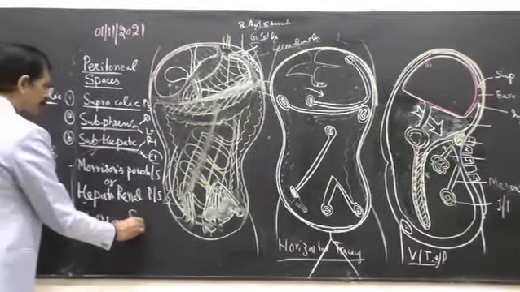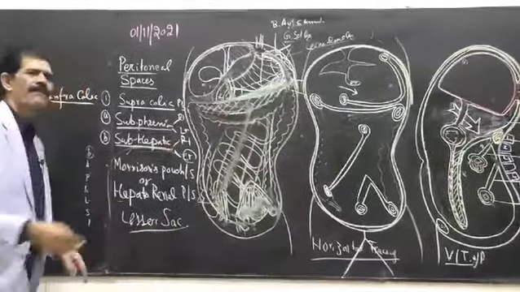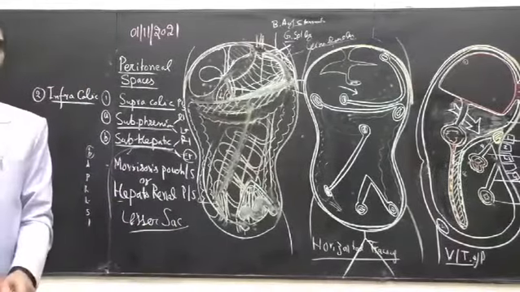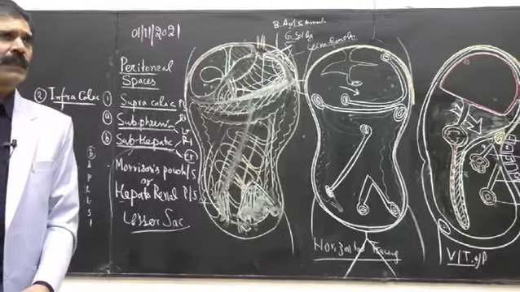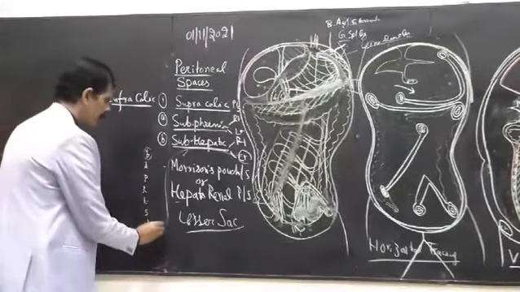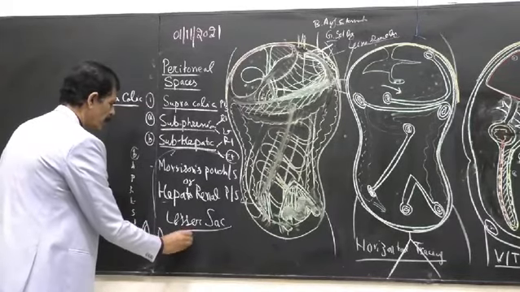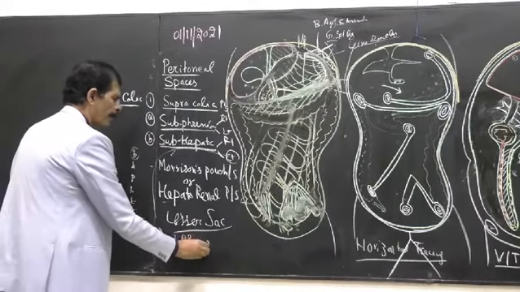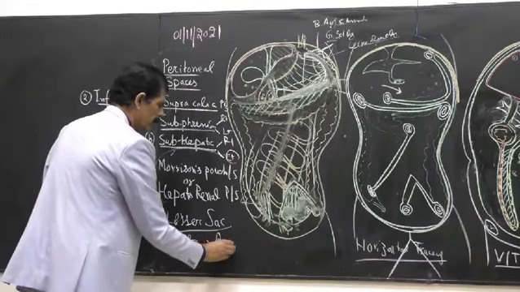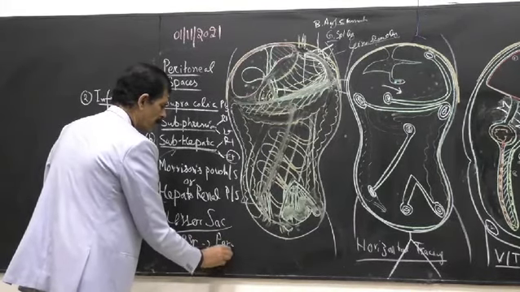Lesser sac, that we will go into detail next. So both these spaces are important. Then comes the third, the duodenal spaces. Duodenal spaces are also called paraduodenal and retroduodenal spaces.